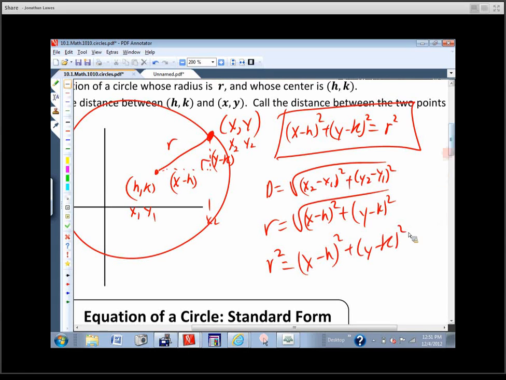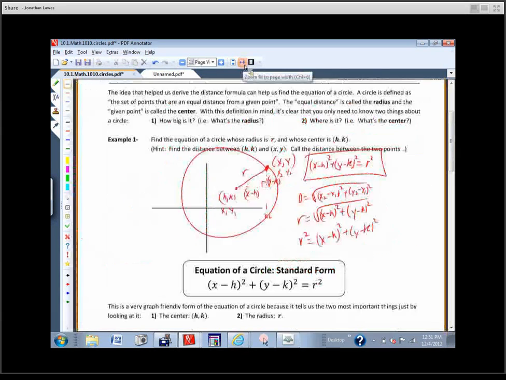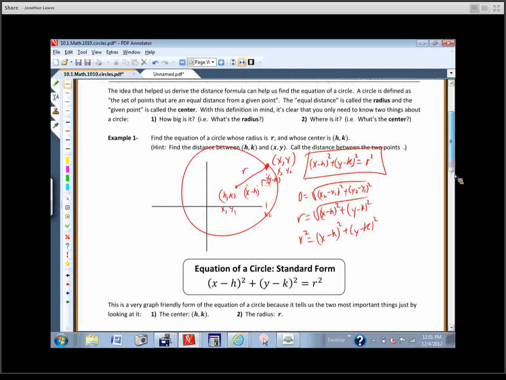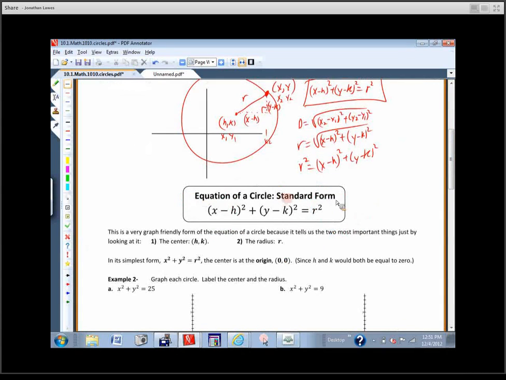Okay? So either way, they're both valuable techniques. I kind of like just drawing the triangle like we did when we derived the distance formula. So this is what we call the equation of a circle in standard form. When we say standard form for a circle, this means it's going to be very graph friendly.